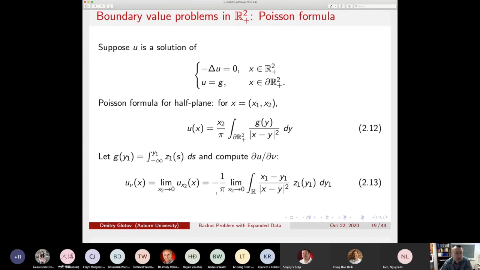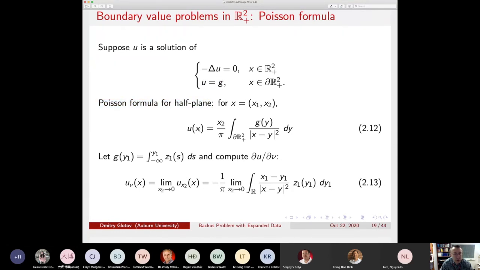So to motivate the Hilbert transform, I'm going to look, and again, this is elementary material which you will see in an elementary undergraduate PDE class. So when we look at the problem, the Laplace equation on the half plane supplemented with the Dirichlet boundary condition, we actually have a formula for the solution, which is called the Poisson formula. So this is for the half plane.